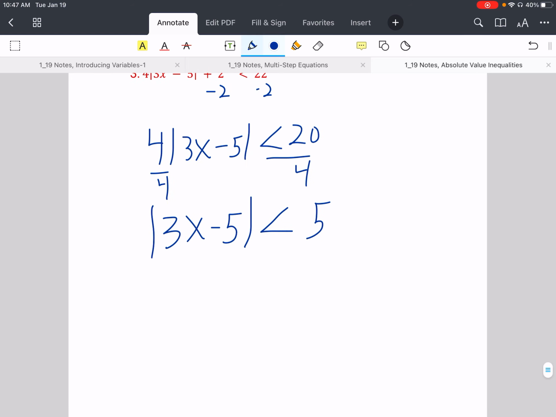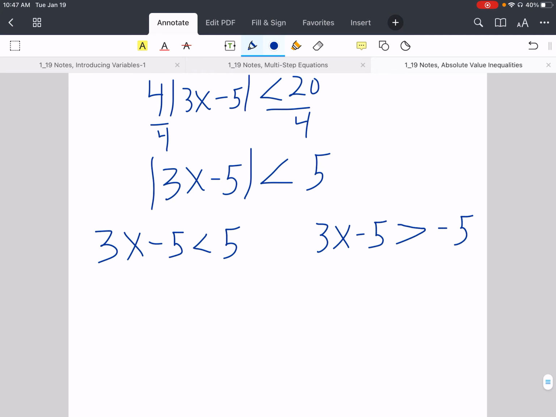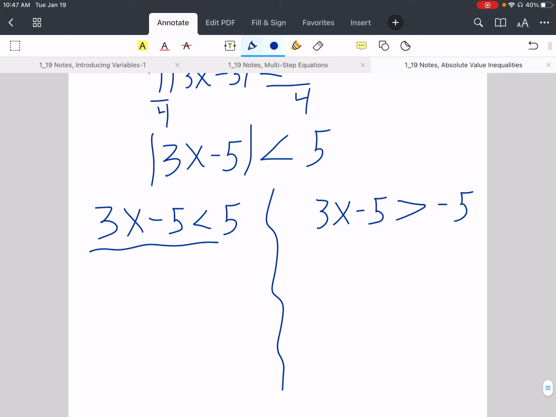And from there, we can make our two equations. 3x minus 5 is less than 5. That's our positive version. And then for 3x minus 5, we flip the inequality and make our answer negative. And now we can solve both of those, which I'm sure you can do.